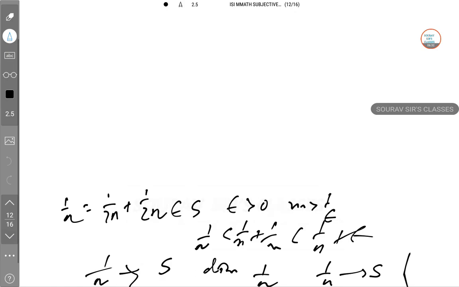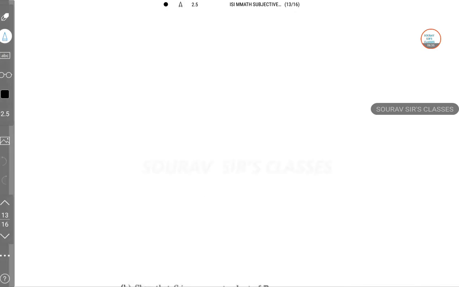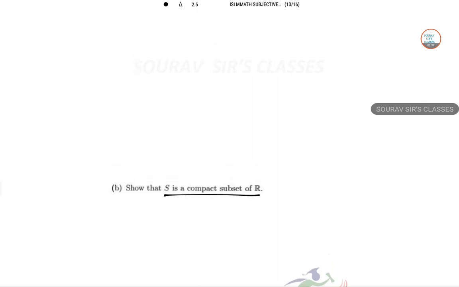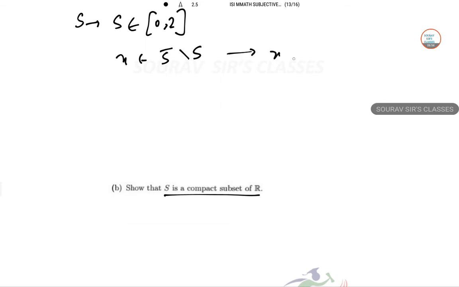Now going to the second part of it. In the second part they have asked to show that S is a compact subset of R. So S is bounded, so it remains to prove that S is closed. Okay, suppose that every neighborhood of x contains y belonging to S. Now if x does not belong to S and y is not equal to x, then x is a limit point of S.